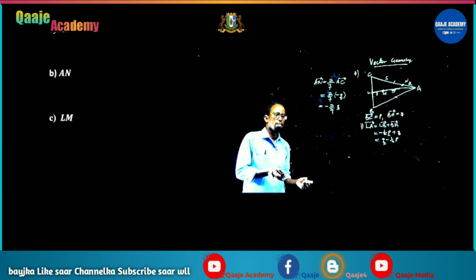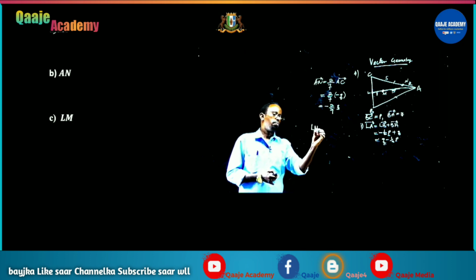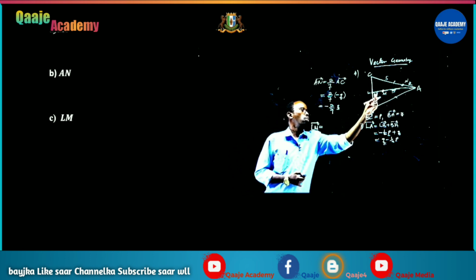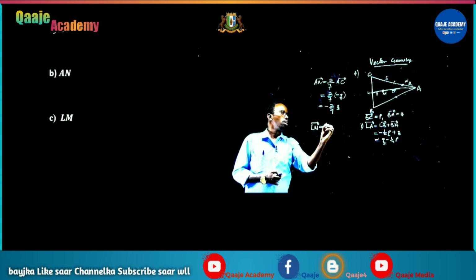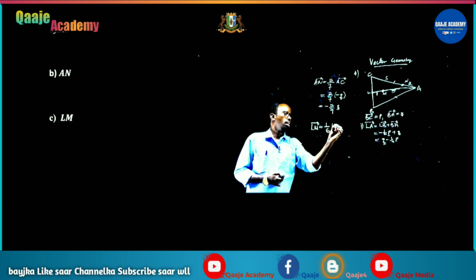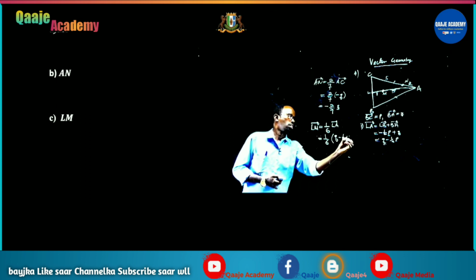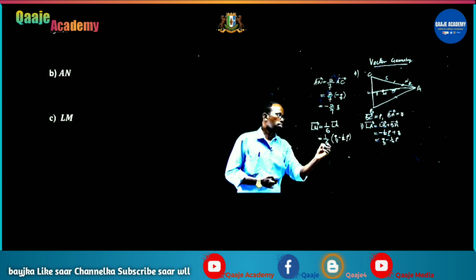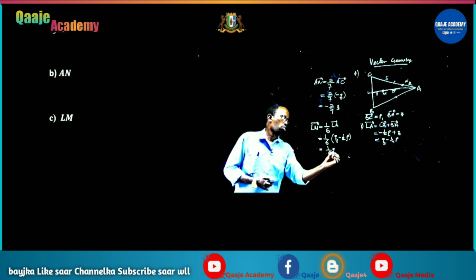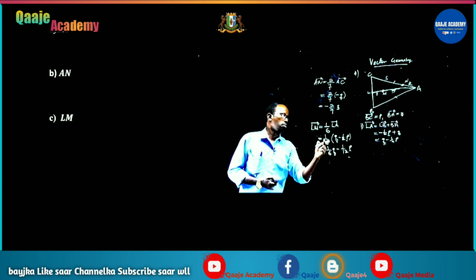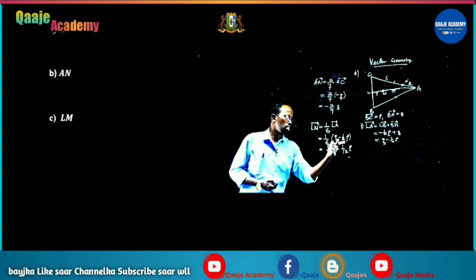Then LM, the last one, LM. L to M is here. So LM will be 1 out of the total, 1 out of 6, the line LA. And 1 out of 6, the line LA is Q minus half B. So therefore, you multiply this, you get 1 out of 6Q minus 1 out of 12B. You multiply 1 out of 6 times Q and then 1 out of 6 times minus half B, you get this.